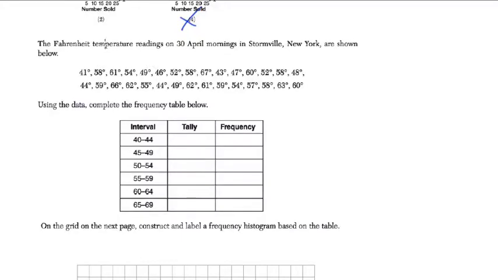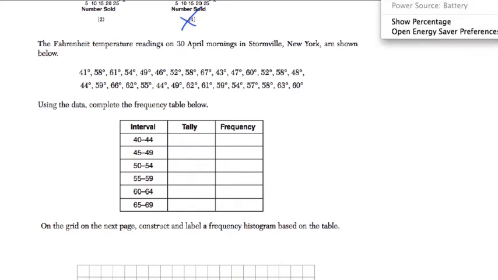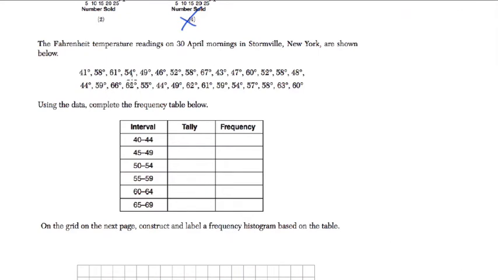Oh boy. The Fahrenheit temperature readings are here. Okay, construct a frequency histogram based on the tables. So we're literally just counting these. I think I can make it for time, although I'm probably going to make a mistake here. I usually do. 40 through 44.